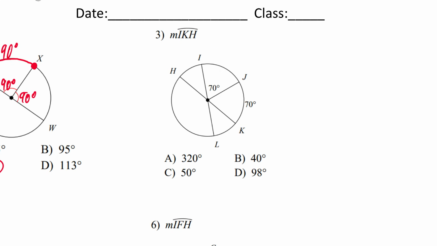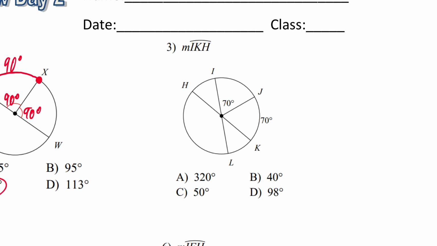Okay, number 3 asks for arc IKH. Now remember the order of the letters matters here. So I start at I, and I've got to hit K before I hit H. So I cannot go this way, because if I go this way, I'm going to hit H first. So IKH means to go from here to hit K and just keep on going all the way around to right here. So it's asking for this wrapped all the way around to right here.